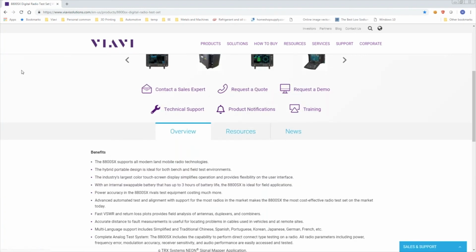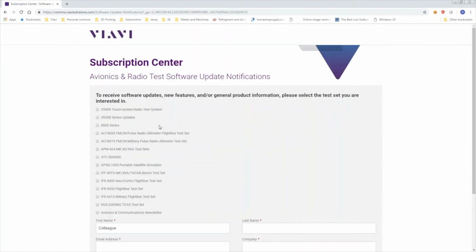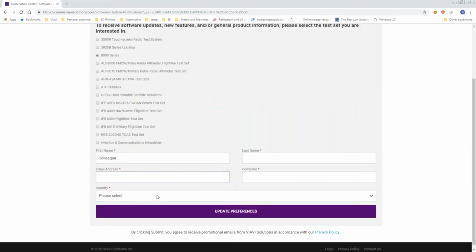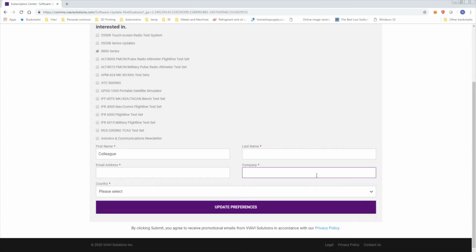And I guess I don't have any drawing tools here. Oh, I do. Let me see if this works. Highlighter. Let's try that. There's a product notification link right there in the middle that you can click on. And when you click on that, let's see what happens. It takes you to this screen. You can click on your 8800 series. If you guys have 3920Bs or 3550Rs or any of the avionics stuff for that matter, you can click on those as well. Put your email address and name there and click on update preferences, and it takes you to the next screen, et cetera, et cetera. And then you'll get an email when there are updates for you.